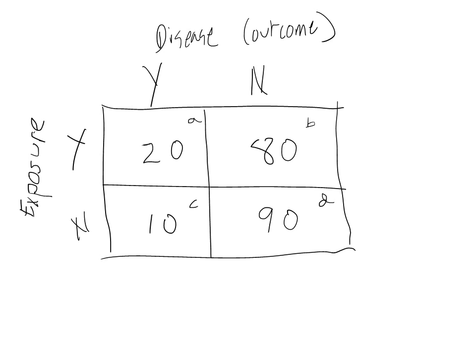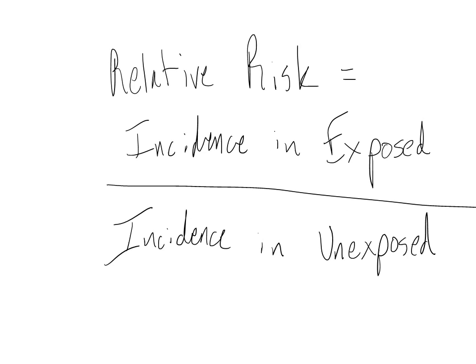Box A is the number of people who were exposed and developed the disease. Box B is the number who were exposed and did not develop the disease. Box C is the number who were not exposed and developed the disease, and box D is the number who were not exposed and did not develop the disease.